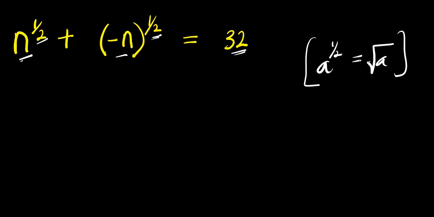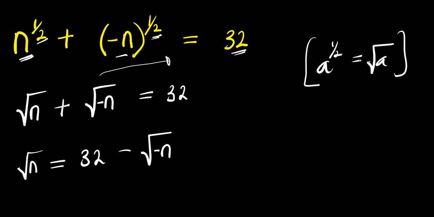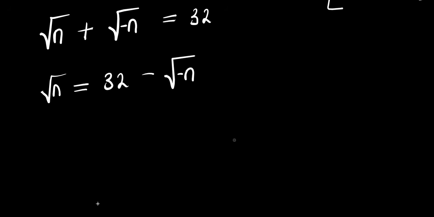So n to the power of 1/2 gives the square root of n, plus the square root of negative n, and this equals 32. The next thing we can do is move this over here. We have the square root of n equals 32 minus the square root of negative n. Now there is a square root here and a square root here, so we can take the squares of both sides of this equation.